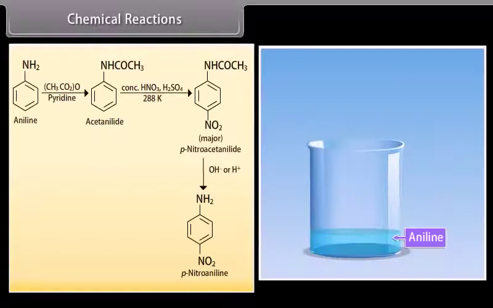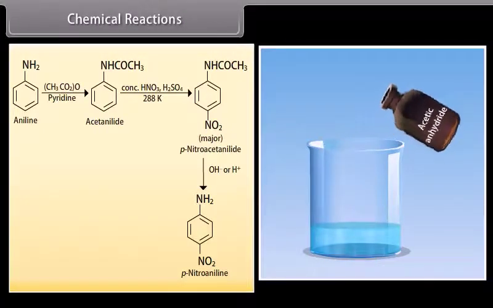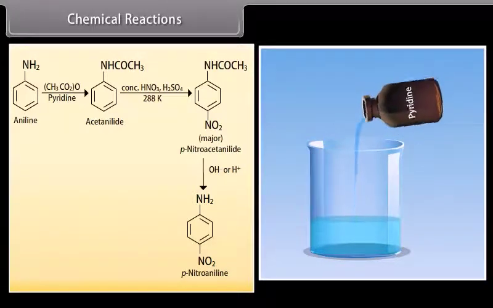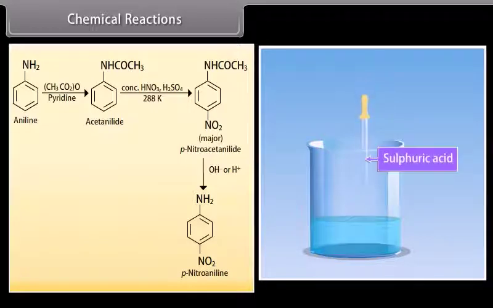Aniline reacts with acetic anhydride and pyridine and forms acetanilide. Now add concentrated nitric acid and sulfuric acid at room temperature and form para-nitroacetanilide, and then followed by hydrolysis produces para-nitroaniline.